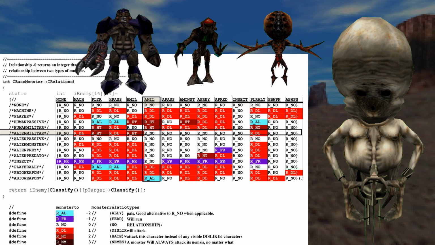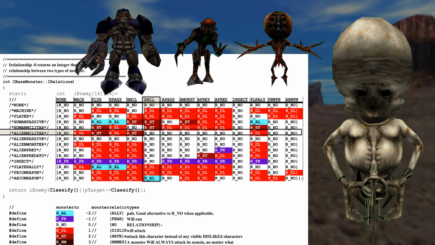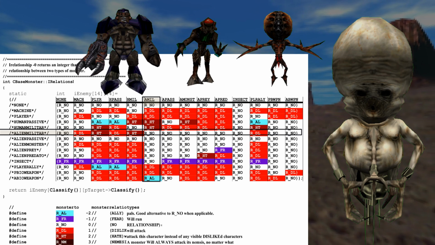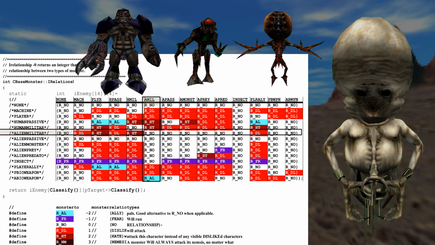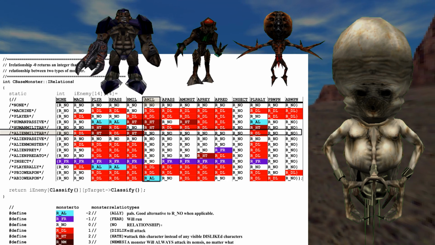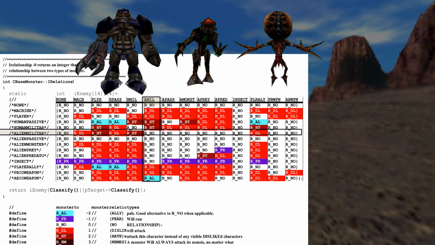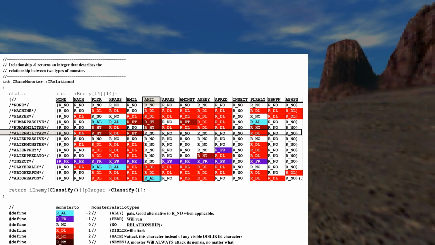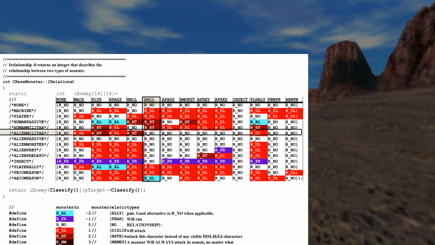The class alien military contains the alien slave or Vortigaunt, the alien grunt and the alien controller, as well as the Nihilanth himself. They dislike machines, Barney and scientists and hate the player and the human military.